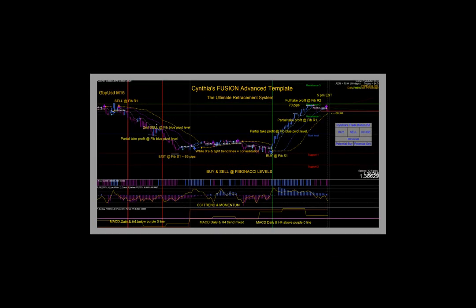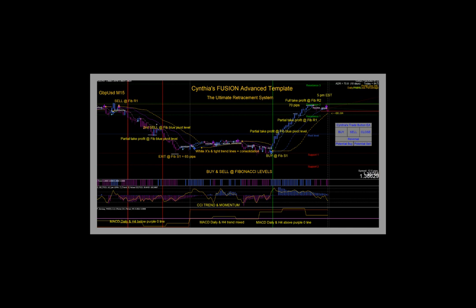This is the pound US dollar in the 15-minute chart. This shows you everything that comes on the template, and it looks a little busy, but once you get used to the indicators and you see how they all work together, then it actually becomes very simple. Basically, when all of the colors are the same, that they agree, then you would either sell or buy. We have white X's that show you consolidation or flat no trade areas.